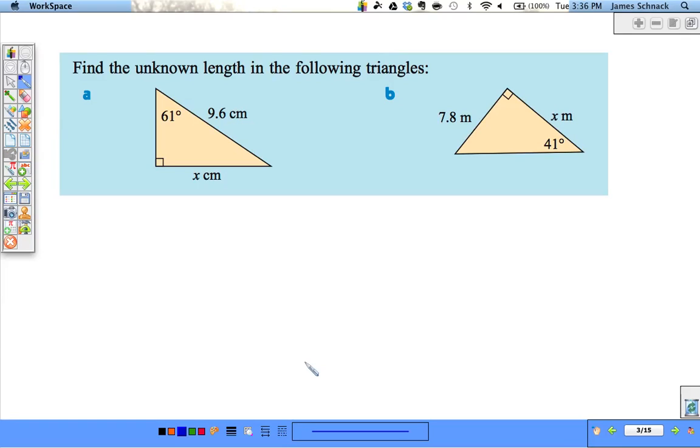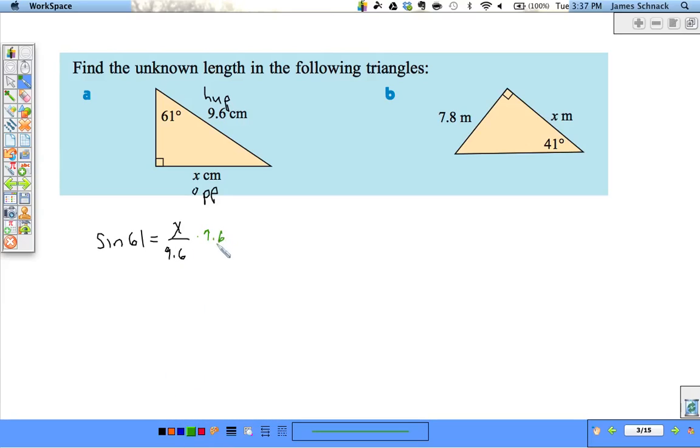So now we have some calculation problems. We have numbers in these triangles. We want to find the unknown lengths. We start by setting up a trig ratio. So label them compared to the angle we know. X is the opposite side. 9.6, the side that we know, is the hypotenuse. What trig ratio uses opposite and hypotenuse? Sine does. So sine 61 equals opposite x divided by hypotenuse 9.6. This is an equation that we can solve.